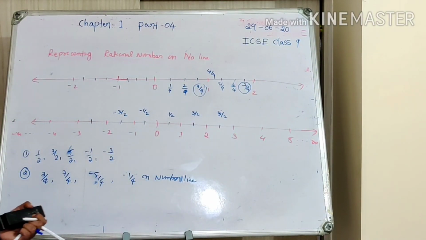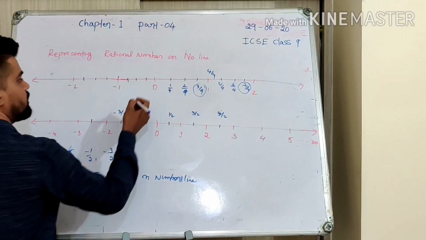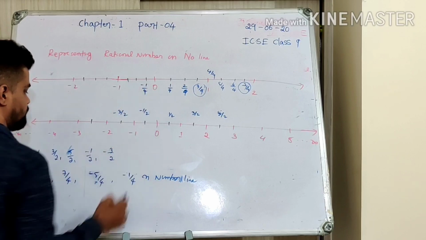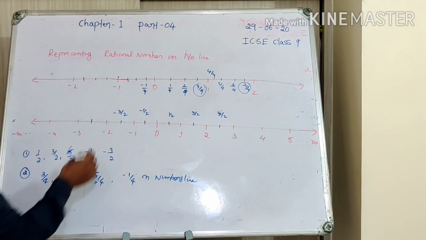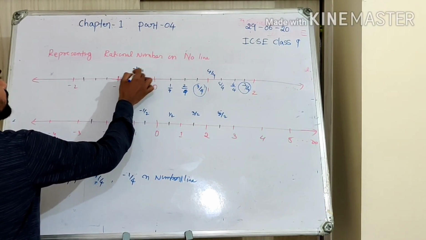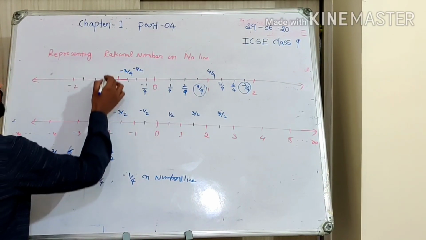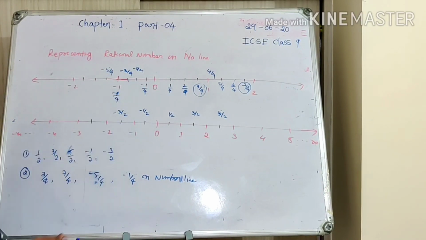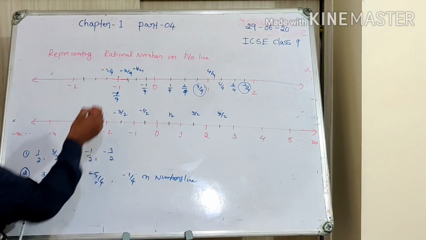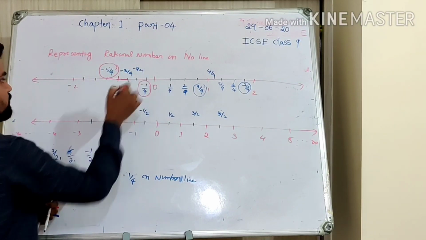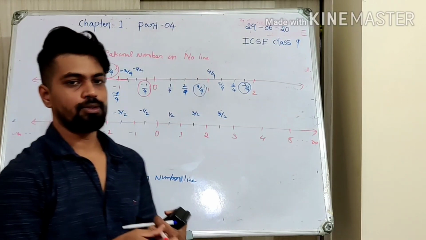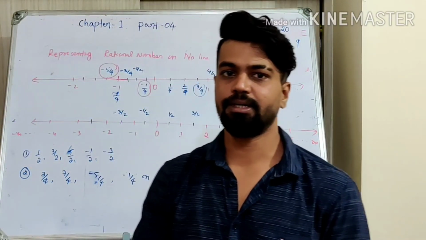Okay. Then what else we have? We want to find out minus 1 by 4. So it's very near to 0 then. Minus 1 by 4. Then I have minus 5 by 4. This is minus 2 by 4. You don't have to write everything. I'm just explaining. This is minus 4 by 4, which is minus 1. We have minus 5 by 4. So our required numbers are minus 5 by 4 and minus 1 by 4. Okay. So this is how we represent rational numbers.